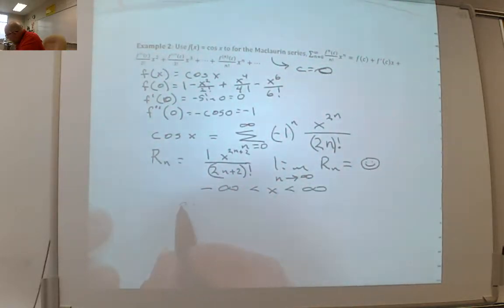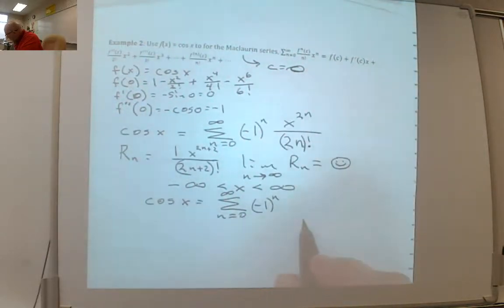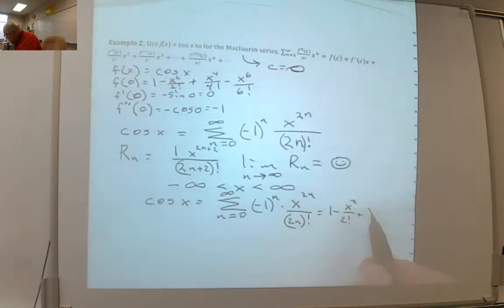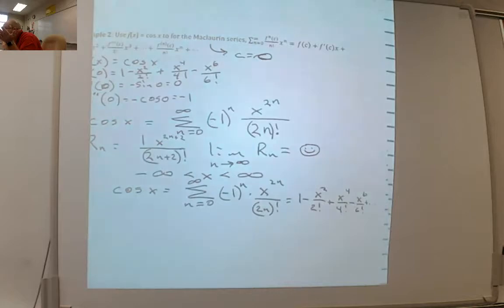That's my radius of convergence, or my interval of convergence. And so that means that cosine of x is equal to the sum from n equals 0 to infinity of negative 1 to the nth times x to the 2n over 2n factorial, which is equal to 1 minus x squared over 2 factorial plus x to the 4th over 4 factorial minus x to the 6th over 6 factorial plus dot, dot, dot. Making sense?